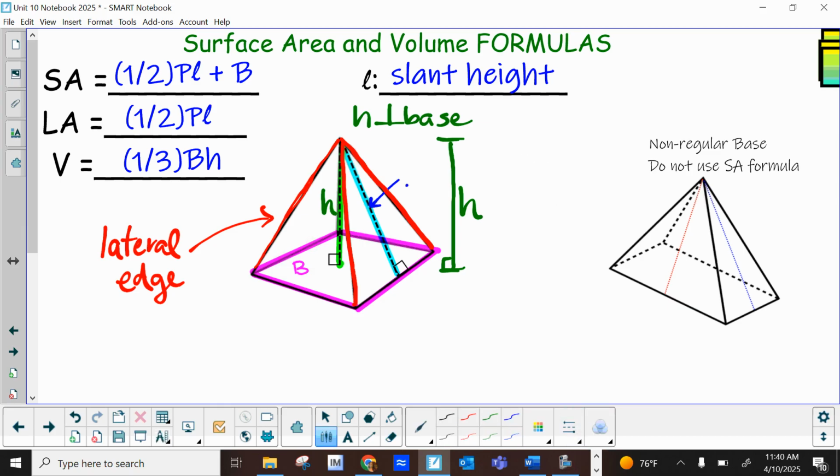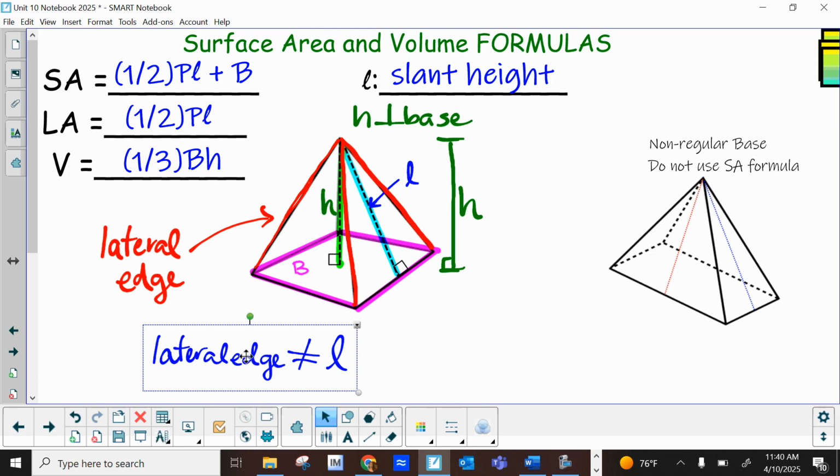Okay, mainly because when you see this right triangle right here, the red segment is the hypotenuse and the blue segment is one of the legs. So the lateral edge is not equal to the slant height. Okay, so if you feel like you need to write that down, write that down. Lateral edge not equal to L. Okay, so that's pretty much everything you know to plug into the formulas.